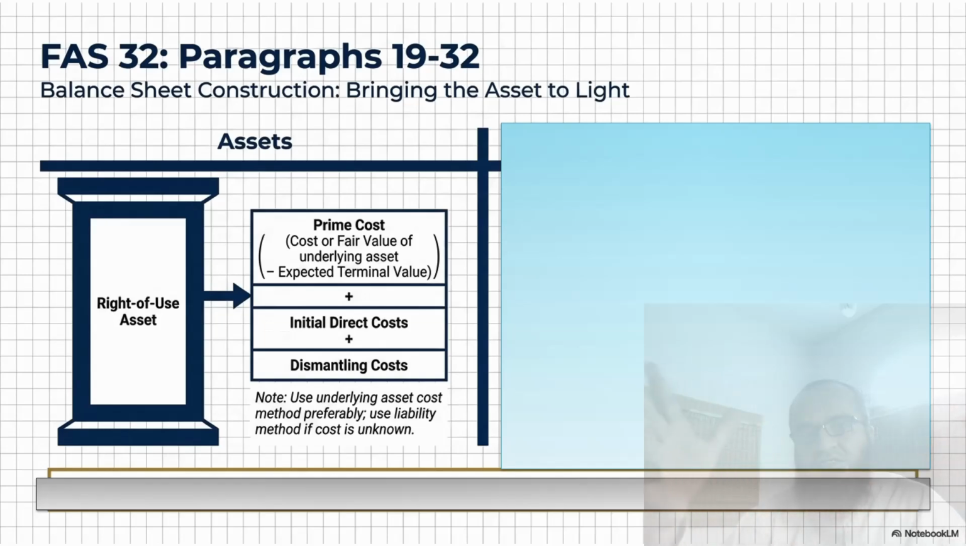So if I take a machine on lease, whatever the lease terms, whatever the total payment, the asset has to be debited at either the purchase cost or, if that is not available, the fair value of the asset minus expected terminal value. Why does expected terminal value have to be deducted? Because in most cases the asset does not belong to us, it goes back to the lessor. Plus any initial direct cost which we or the bank have incurred, plus dismantling cost.